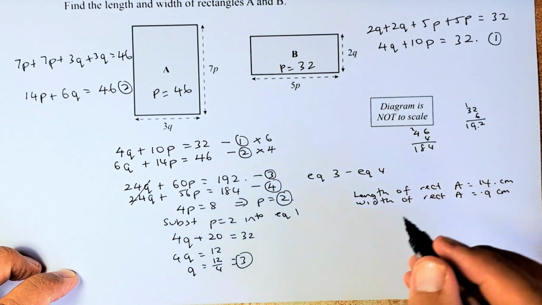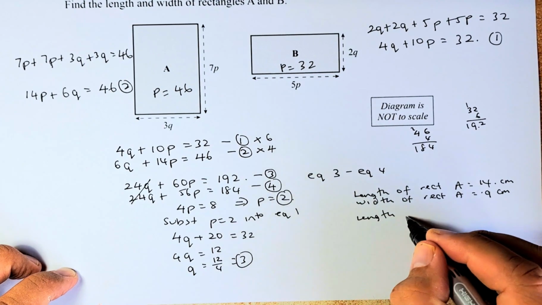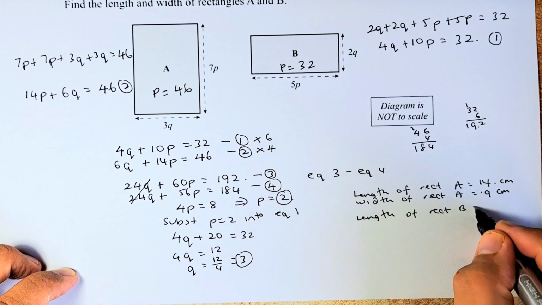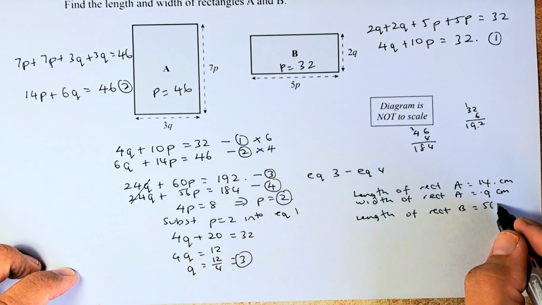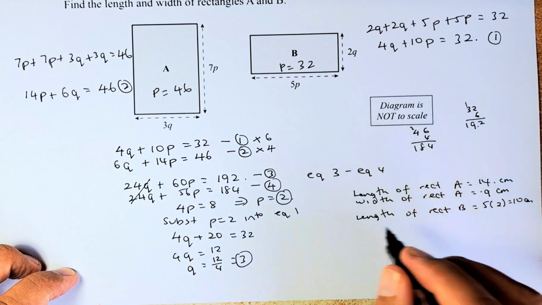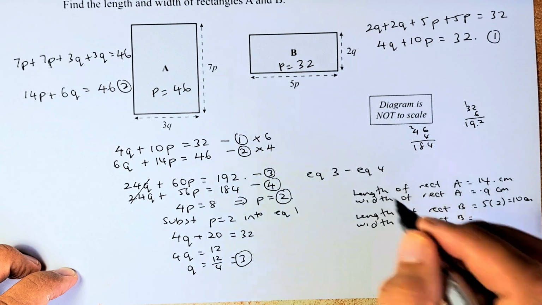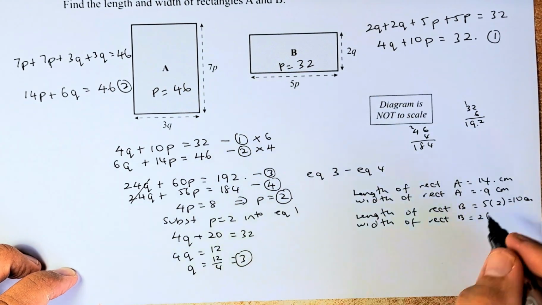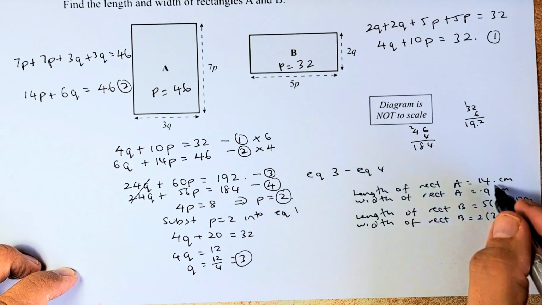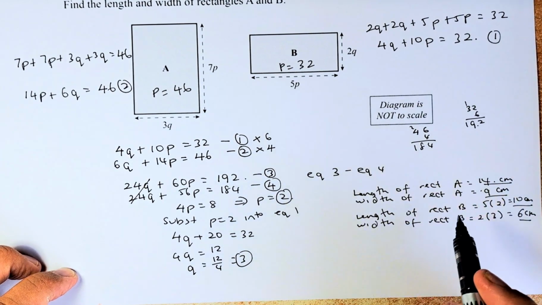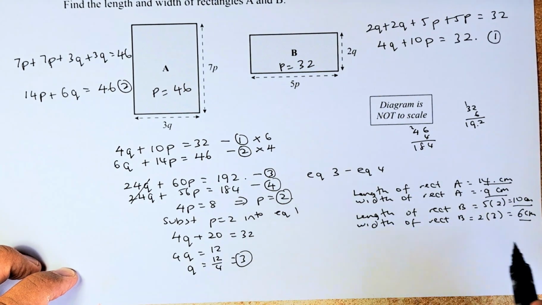And then the last part, to find the length of rectangle B, it is going to be 5P. 5 times P, which is 2, equals 10 cm. And then the width of rectangle B is going to be 2Q. The Q is 3, so that gives us 6 cm. So that's the answer. Length of rectangle A is 14, width is 9, length of rectangle B is 10, the width of rectangle B is 6.